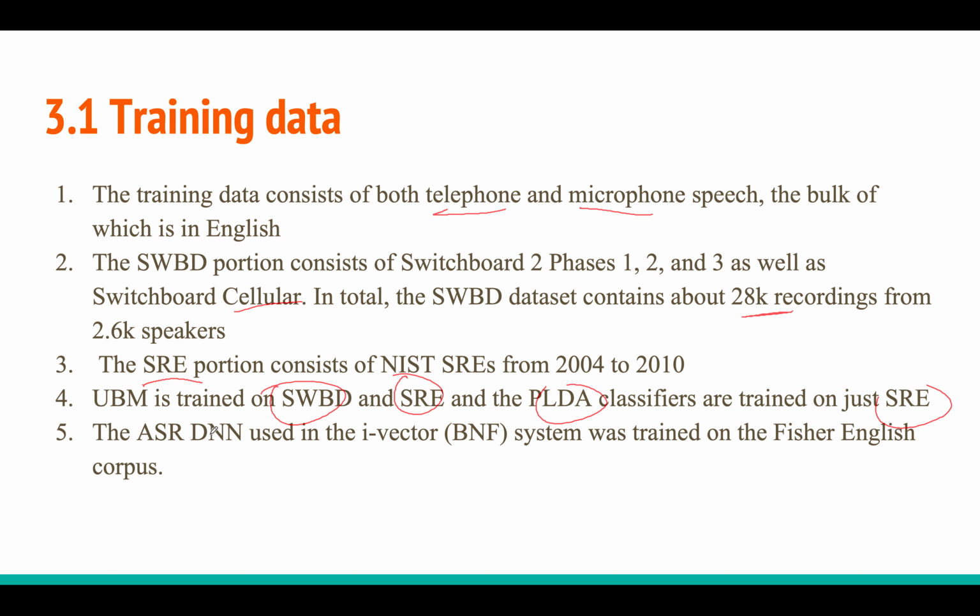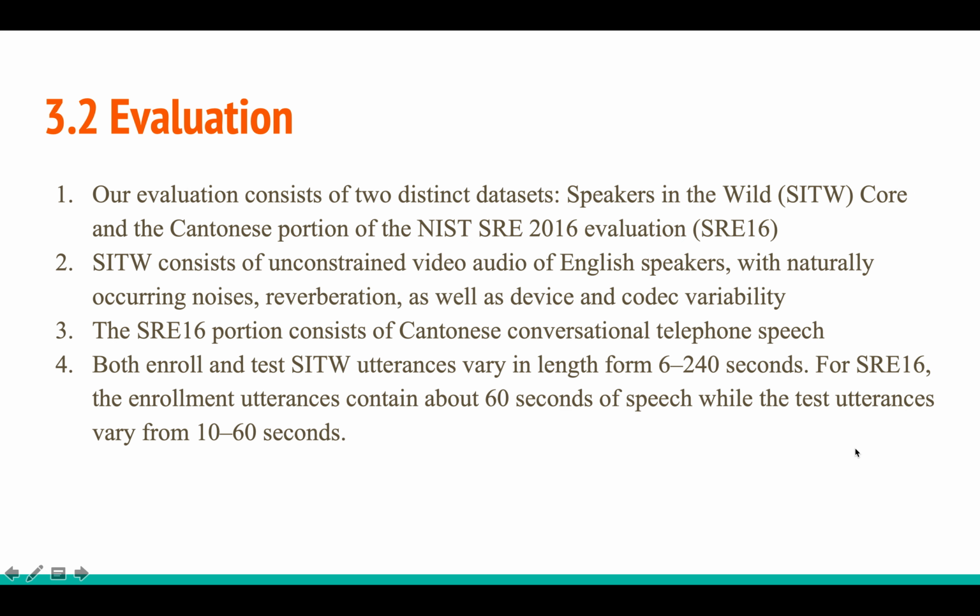And for ASR, for the i-vector bottleneck feature extraction, they have trained the ASR on the Fisher English corpus. For evaluation, they take the Speakers in the Wild dataset, and for testing they take the NIST SRE 2016 challenge dataset. Speakers in the Wild has video and audio for English speakers, and it has a lot of noise, so it's a good idea to do data augmentation. The SRE Cantonese conversational speech data, like the 2016 SRE challenge data, is for evaluation.